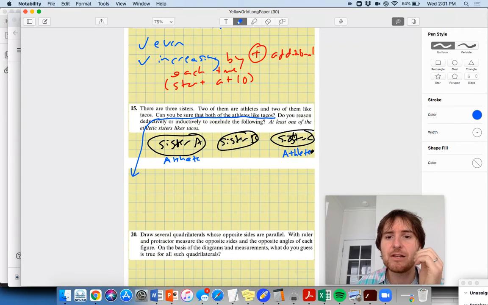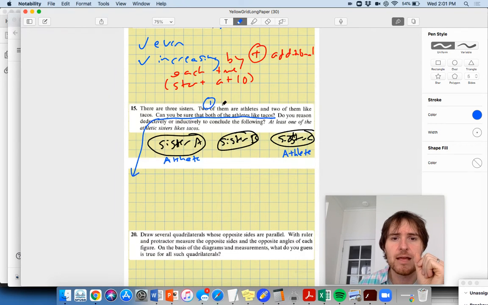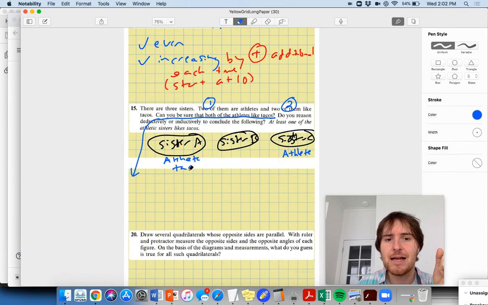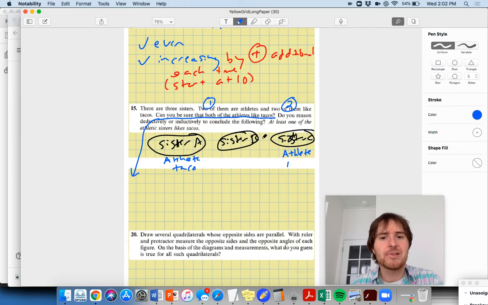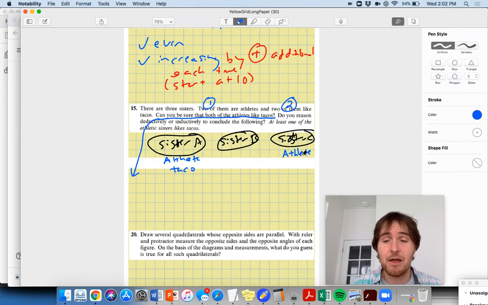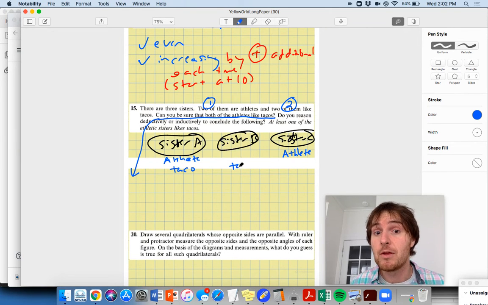The question is, can we be sure that based on these inputs here, right? Two of them are athletes, and then two of them like tacos. Those are our two given premises of this particular situation. Can we be sure that these are the ones that are both athletes and like tacos? Well, those given premises could have been split this way, right? It's possible that sister A would like tacos, but it's possible sister C is an athlete who doesn't like tacos, and sister B is the one who likes tacos here.